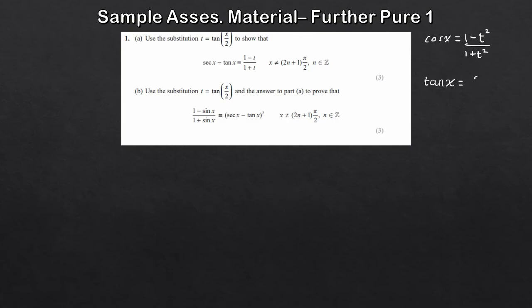what would that give us? That would give us 2t over 1 plus t squared.